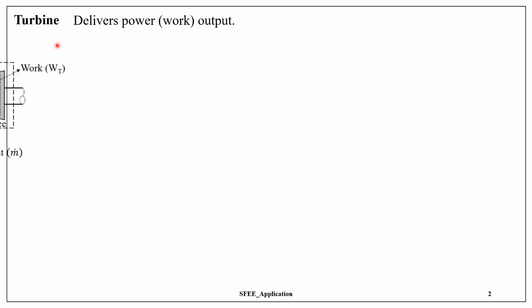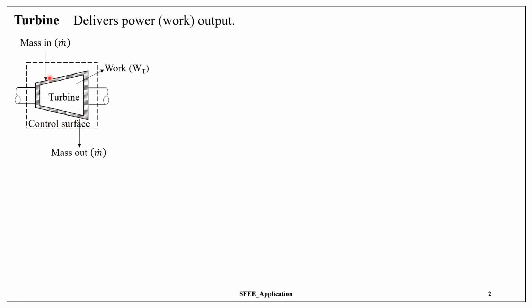First, the schematic of a turbine is shown here. Mass can enter the turbine and mass can flow out of the turbine, and it can deliver work. So this is a shaft. The turbine is capable of delivering us shaft work. Since it is a flow system, normally a control surface is put around it, or the control volume.